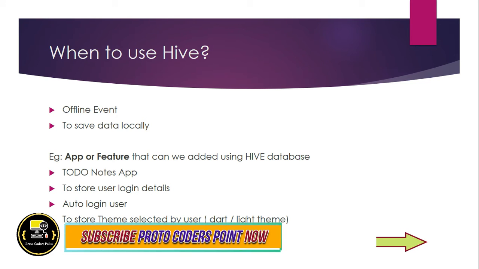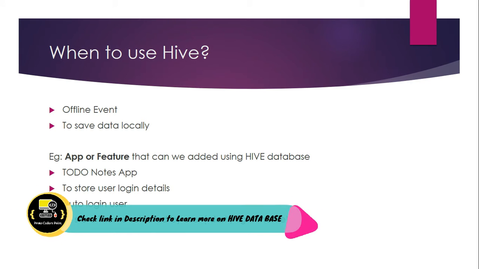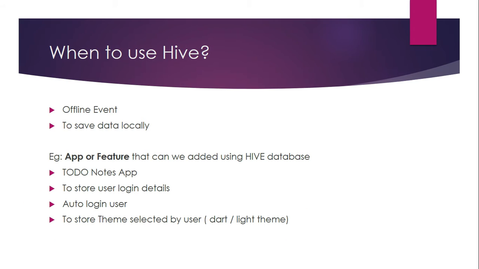For example, for the first time the user will sign in to an app, and the next time we visit the app there is no need for signing in. The sign-in process will be done automatically as soon as he opens the app. At that time you can make use of Hive database to make the user sign in automatically. Or, for example, if a user selects a dark theme or a light theme, you can store the data about the user's selection, and depending on that data we can load the theme.